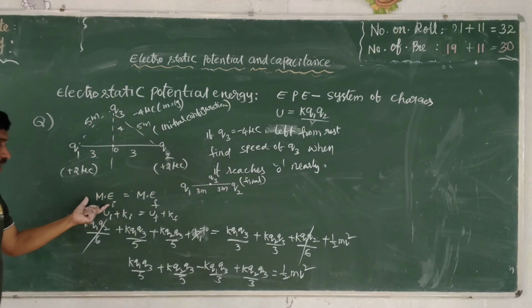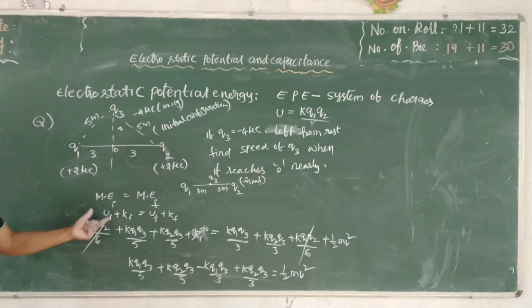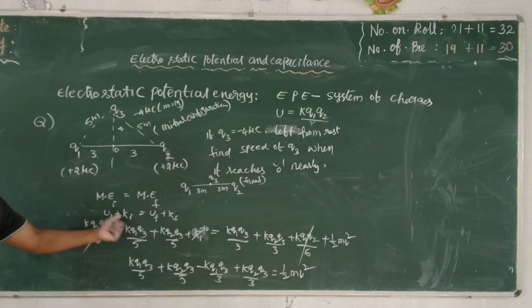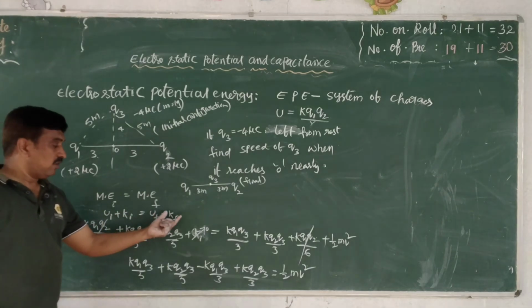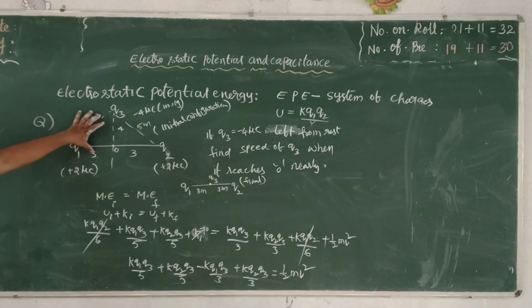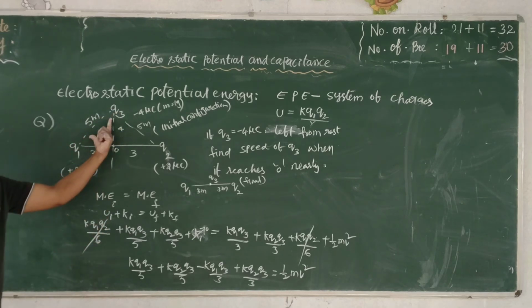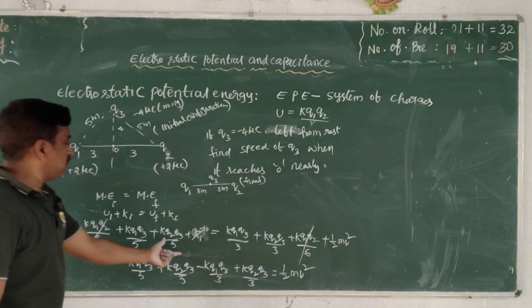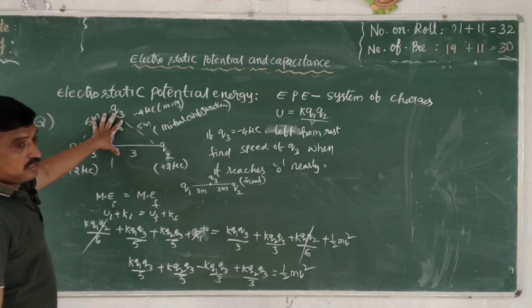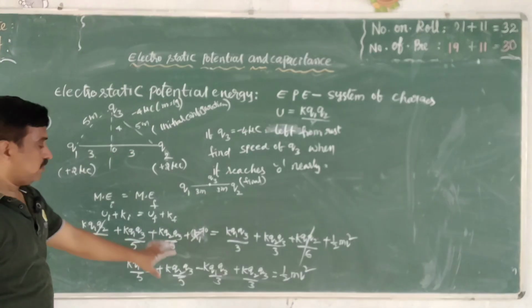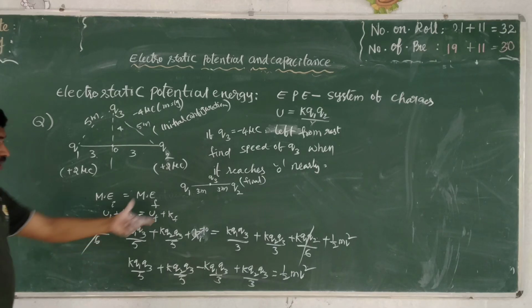Mechanical energy initial equals mechanical energy final. Mechanical means initial potential plus initial kinetic, equals final potential plus final kinetic. So we can write initial potential, due to this one, due to this one. See, what is the kinetic energy? 0. Why? Because all are at rest. That's why 0. So next one, the second configuration.